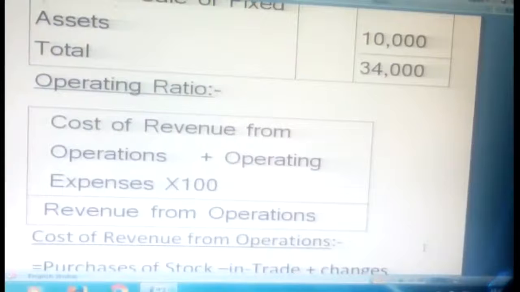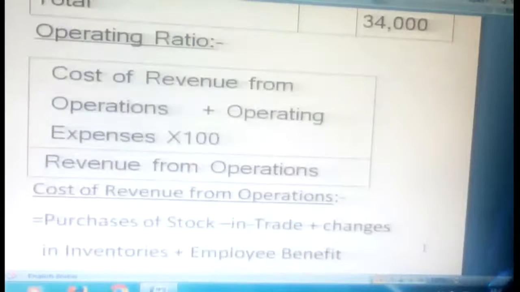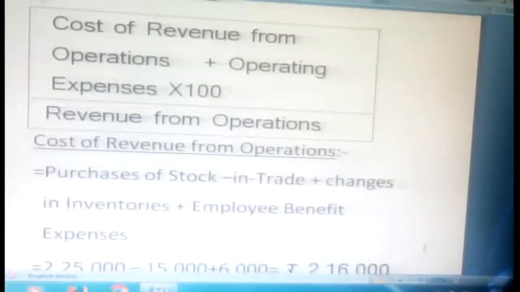So what is the formula here? Cost of revenue from operations plus operating expenses divided by revenue from operations into 100. Okay. Now again, the cost of revenue from operations, from the given problem, I am going to calculate. As you know, purchase of stock in trade plus changes in inventories. Okay, that's what they have given.